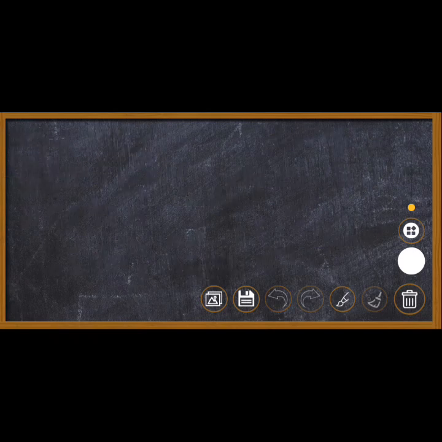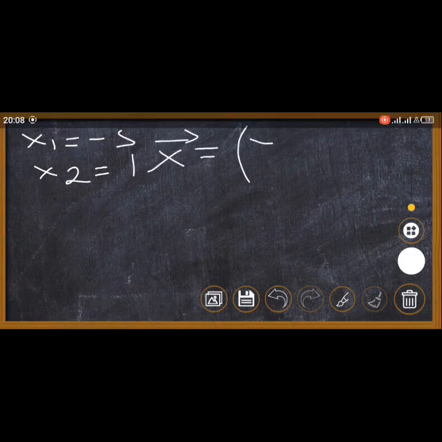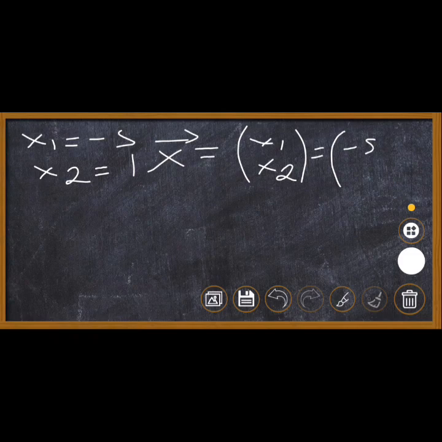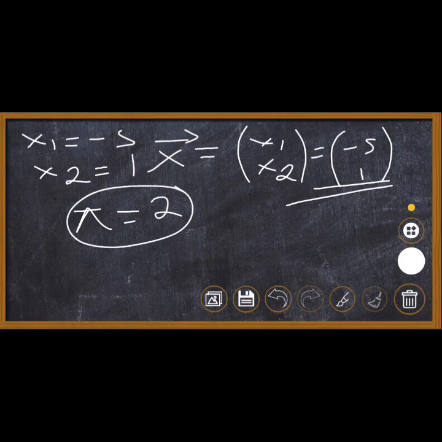So let's just write here. So our x1 is what? Negative 5, and our x2 is what? It's just 1. So in this case, our eigenvector will be what? Remember, it's x1 and x2 here. So where there is x1, we are going to replace with negative 5, and where there is x2, we are going to replace with 1. So this is our eigenvector when pi equals positive 2. Okay, so try out if pi equals negative 2.